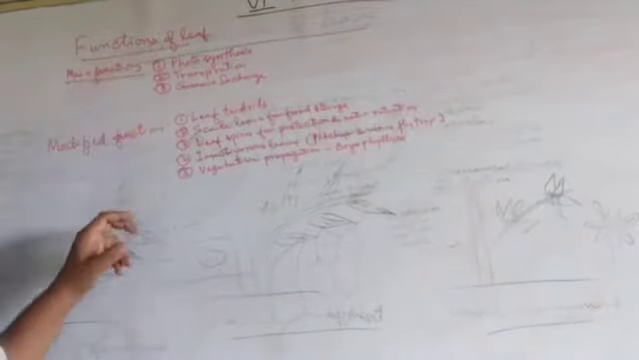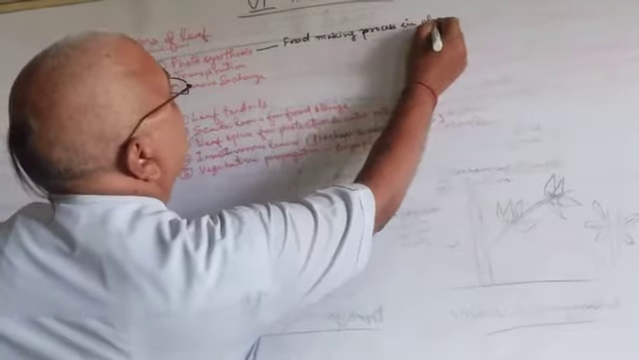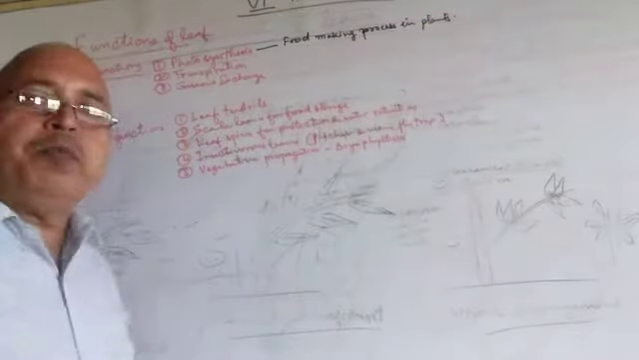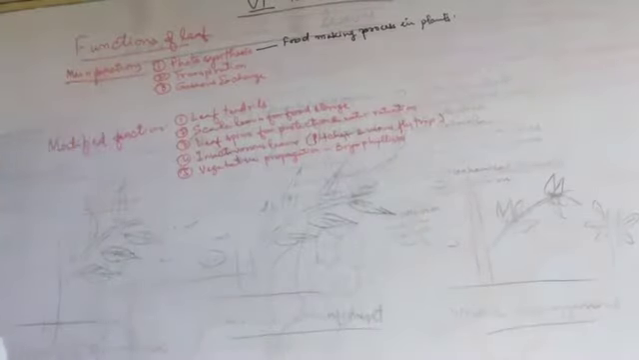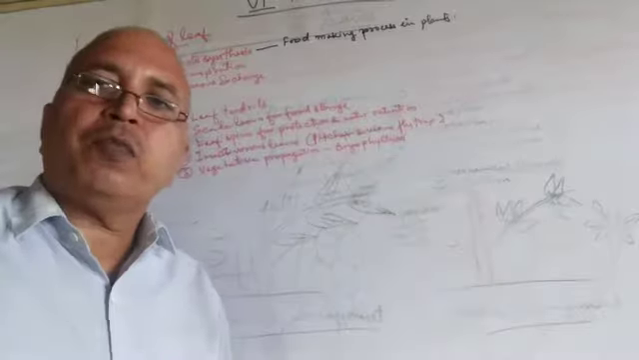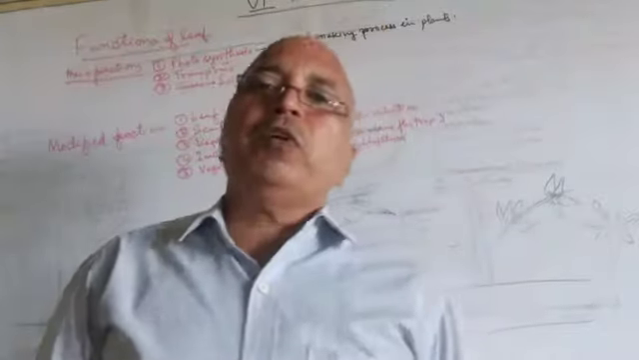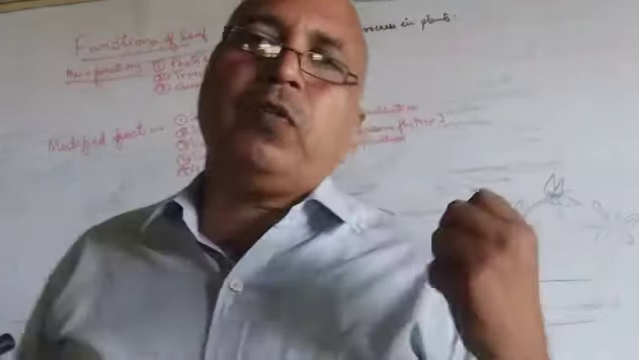In simple language for you to understand, it is a food making process in plants, right? The plants manufacture food for themselves. As you know, the plants are fixed at one place. They never go to the market for getting their food.